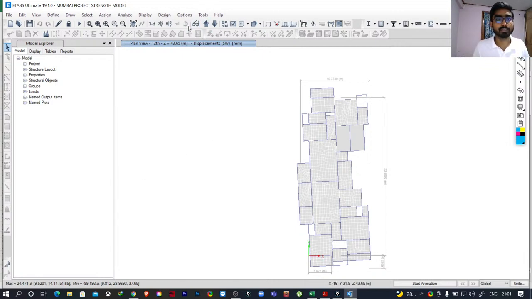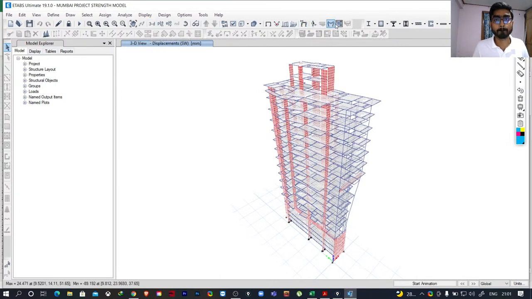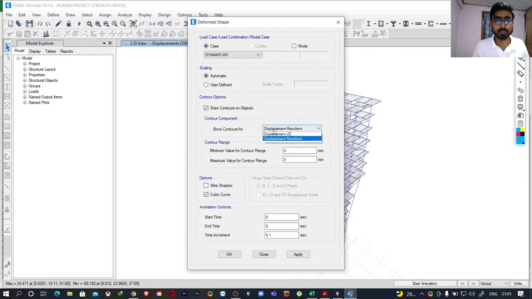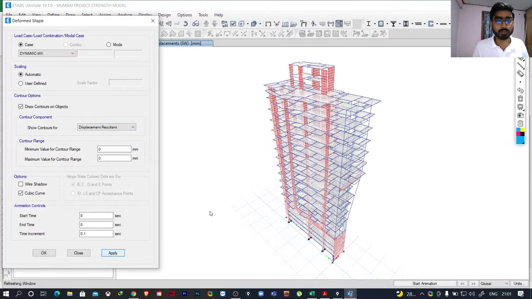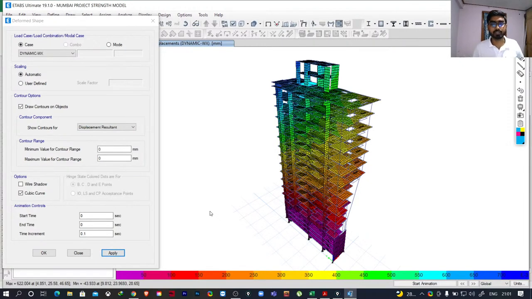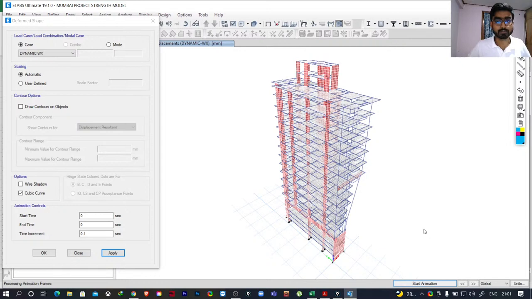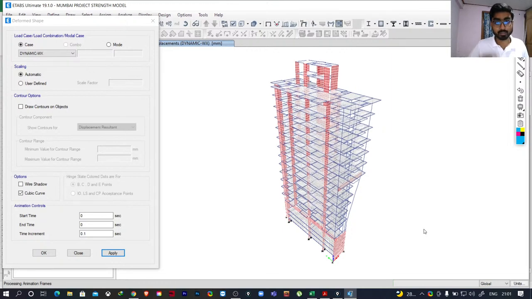So, okay, let me see the behavior of the dynamic. I will check dynamic x and this one result. It takes a bit of time. I don't know whether it's visible or not. Turn off the control and start the animation. It takes a bit of time.